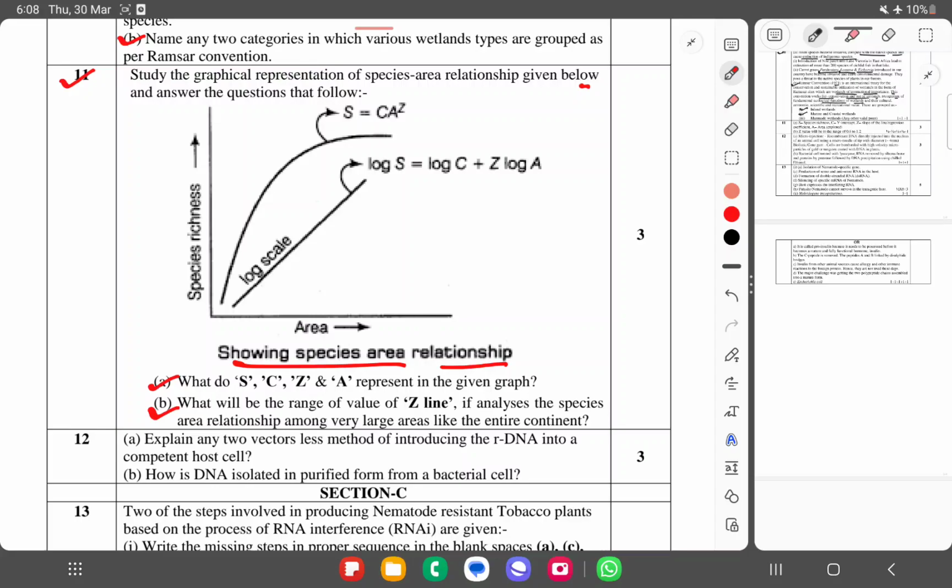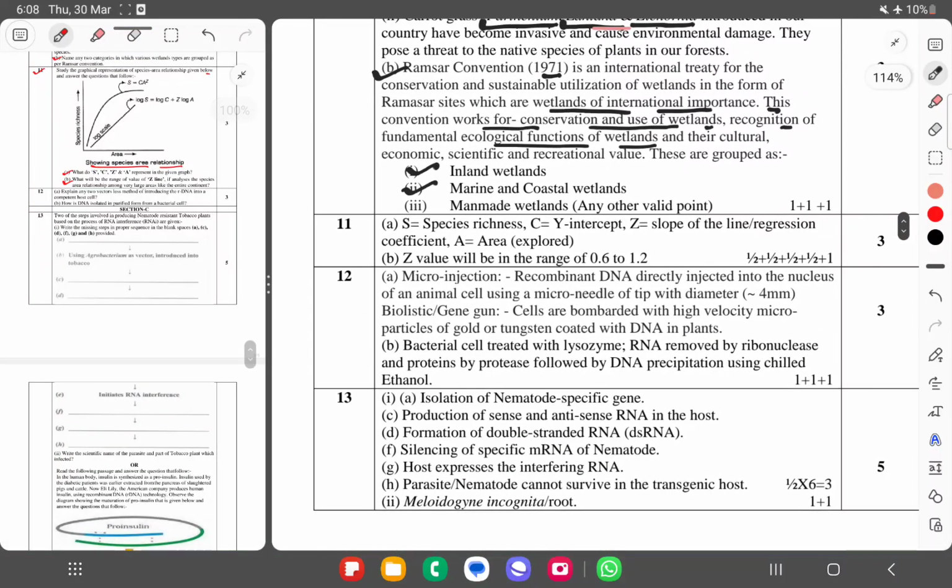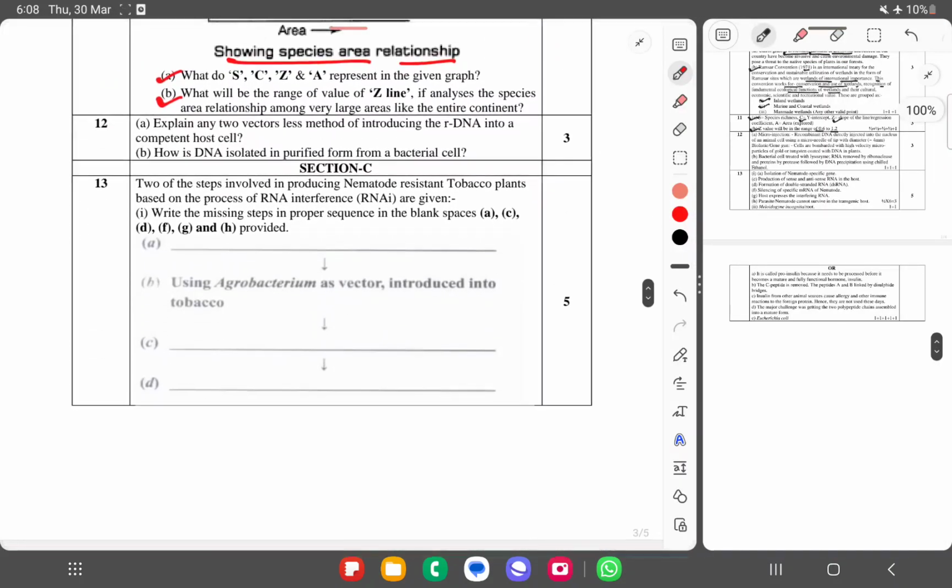areas like an entire continent? The answer to question number 11: S is species richness, C is the y-intercept, Z is the slope of the line, a regression coefficient, and A is area. Z value will be in the range of 0.6 to 1.2. Okay. Yes. Next question.